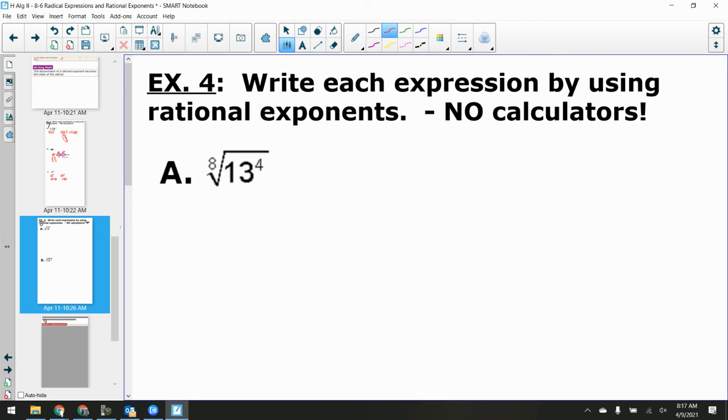But what I can do is this. Power divided by index. So this is 13 to the 1/2 power. And 1/2 power is the square root of 13.